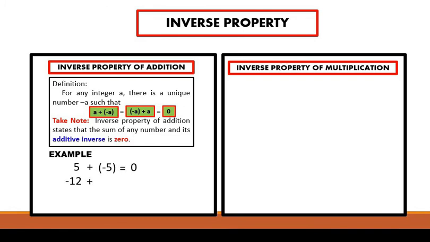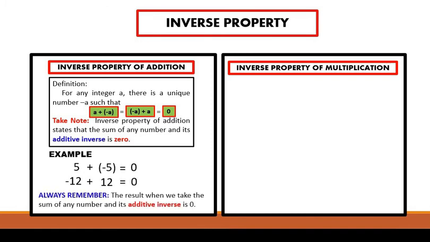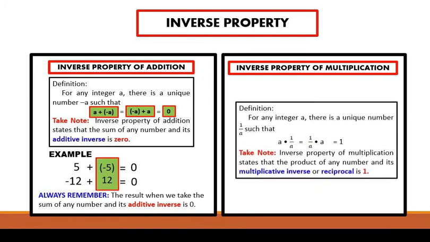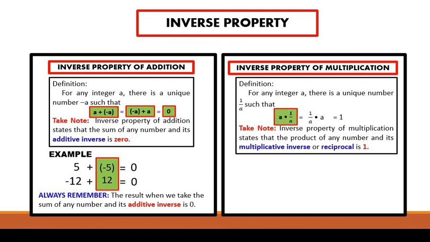Negative 12, what's the additive inverse of negative 12? That is positive 12. So whenever you add this, the answer will always be 0. Remember, the result when we take the sum of any number and its additive inverse is always 0. Ano naman yung inverse property when it comes to multiplication? Okay? Inverse property of multiplication states that the product of any number and its multiplicative inverse or reciprocal is 1.